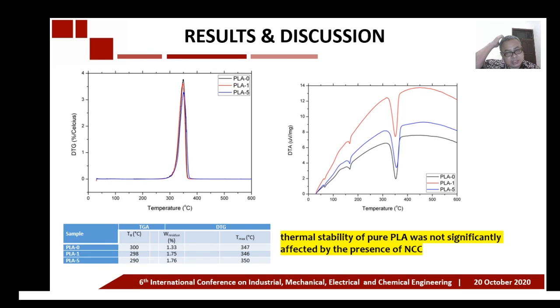And this one is the TGA result also. This is a curve of TG and DTA. From this, we can see that the thermal stability of PLA was not significantly affected by the presence of NCC.